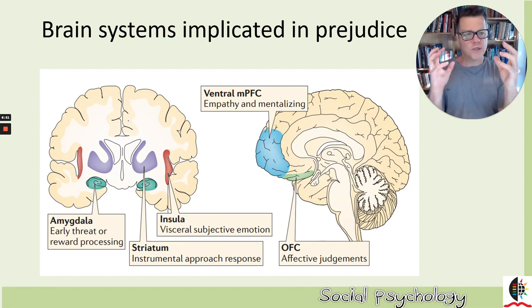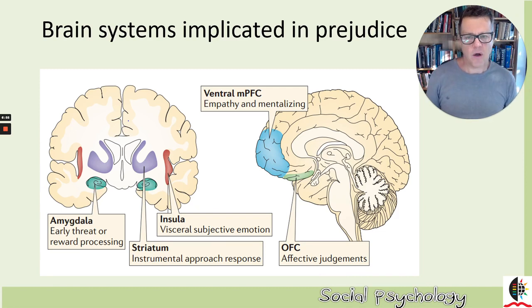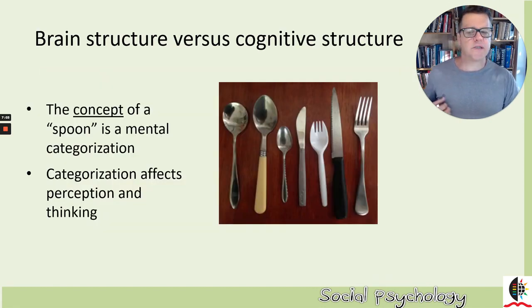So many of these brain systems, I should say, are involved in the processing of information about in-group and out-group. So what is the difference then between a brain structure, the structure that we've looked at there, and a cognitive structure? Well, the cognitive structure deals with concepts.